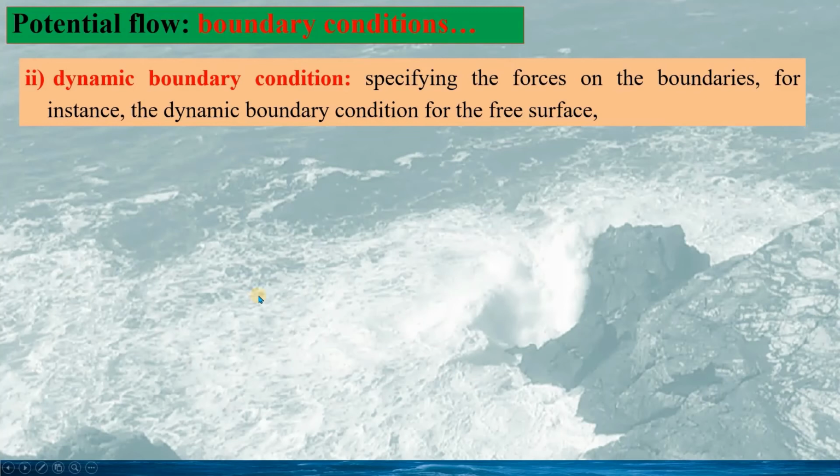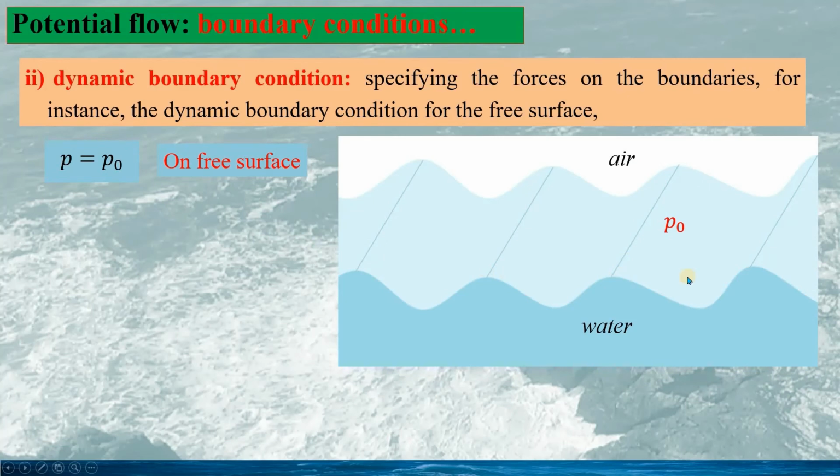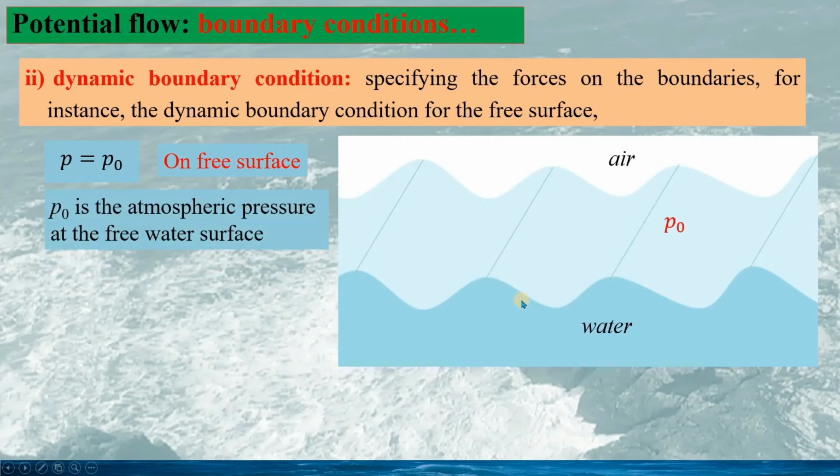And we may also have the dynamic boundary condition. In that case, we need to specify the force or the pressure on the boundaries. For instance, the dynamic boundary condition for the free surface, like waves. On the free surface, we can define the pressure as P0, the atmospheric pressure at the sea surface. So this is a very useful dynamic boundary condition if we study wave and structure interaction.